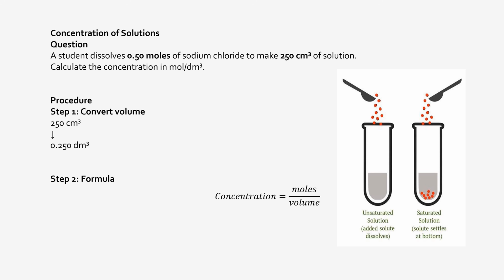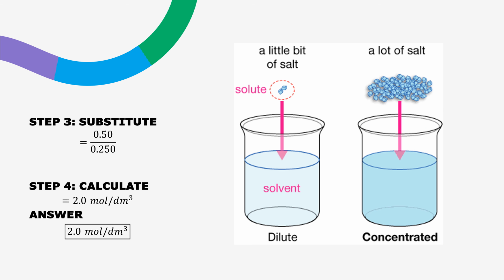Concentration tells us how much solute is in a solution. It's calculated by dividing moles of solute by volume in cubic decimeters. You can use the formula triangle to calculate concentration, moles, or volume. Always convert cubic centimeters to dm³ by dividing by 1000.